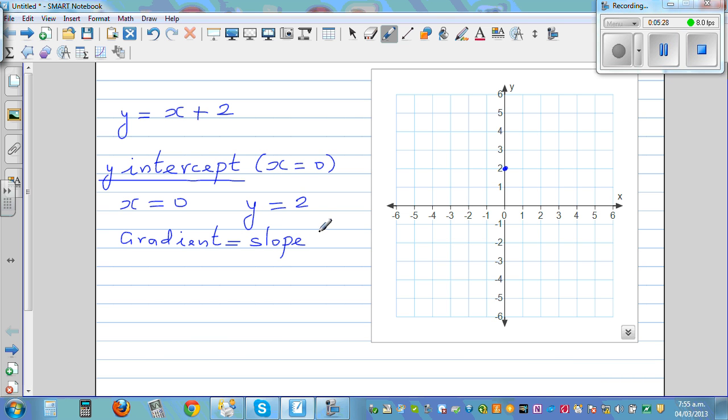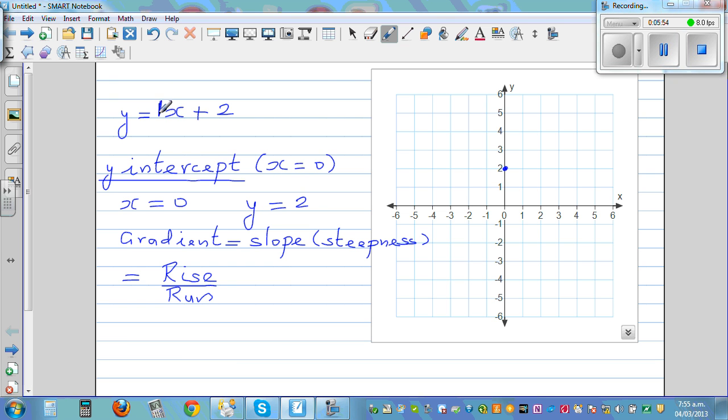In simple language, it is called the steepness or slope. And that is defined by a formula called rise over run. Rise over run. Now here, there's a number sitting with x, which is invisible, which is 1.